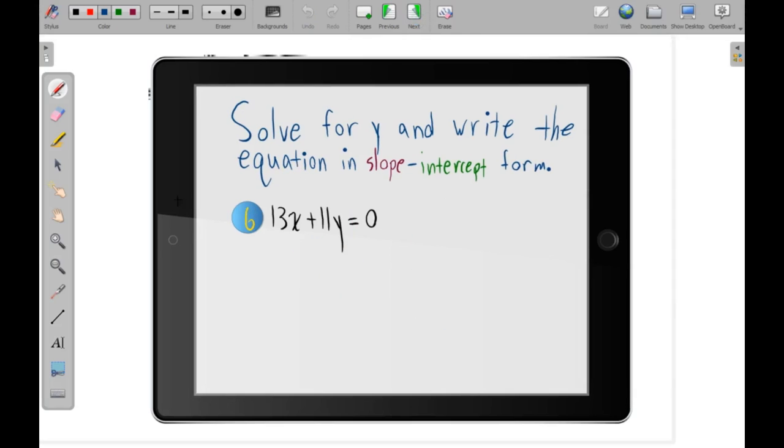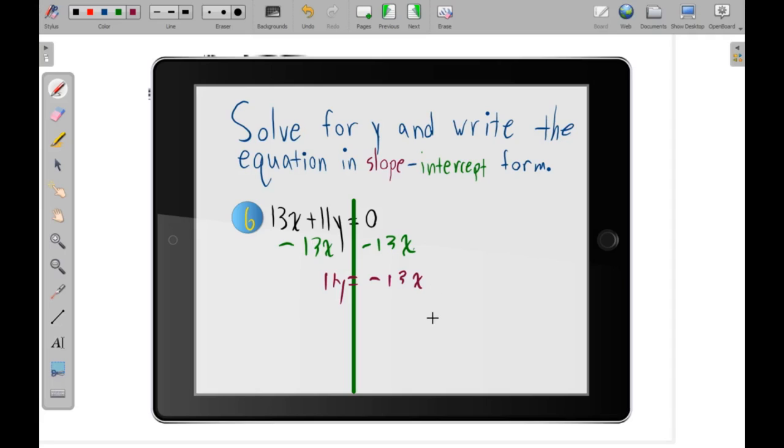So same thing here. We want only y on the left, and we can do that by subtracting 13x from both sides. Once again, our 13x is positive, so we have to subtract to get rid of it. So 11y is equal to negative 13x.